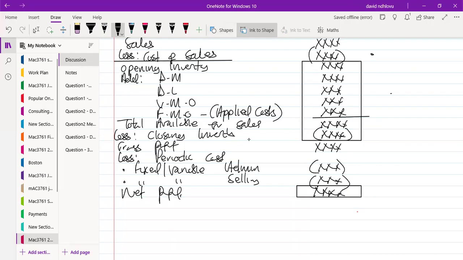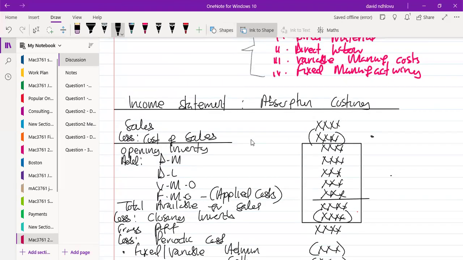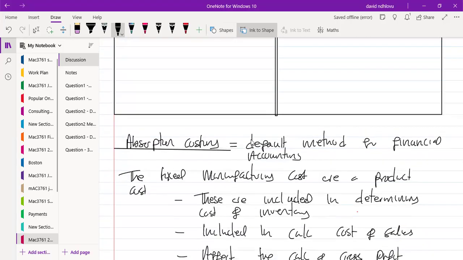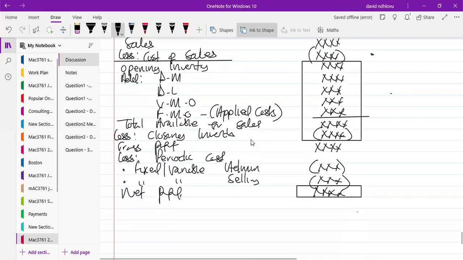Now, this should look familiar because this is the method that we use in financial accounting, except that in financial accounting, we don't normally deal with manufacturing concerns. Usually, we are dealing with opening inventory plus purchases. But the structure is the same. The only difference is that we are dealing with a manufacturing concern. So in terms of absorption costing, this is how we deal with the fixed manufacturing overhead cost. We are saying they are included in our manufacturing cost, which means they are included in cost of sales, which means they determine the amount of gross profit. That is the fixed manufacturing overhead.